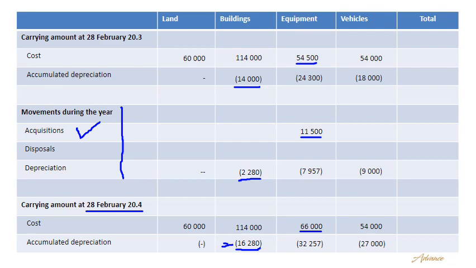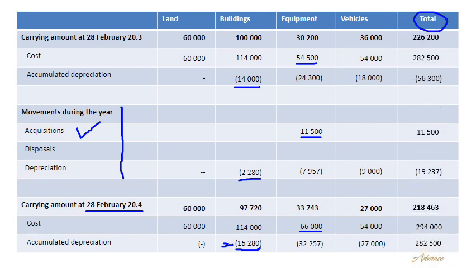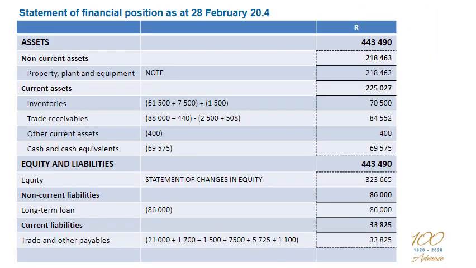Now we're not done yet because we're not interested in the asset and the contra asset separated, in the cost and the accumulated depreciation separated. So we're going to calculate the carrying amount, which is cost minus accumulated depreciation. We'll also do that at the end of the financial year. And now we can just add up to get to our total value for property, plant, and equipment. This 218,463 is the amount that we're going to transfer to our statement of financial position.